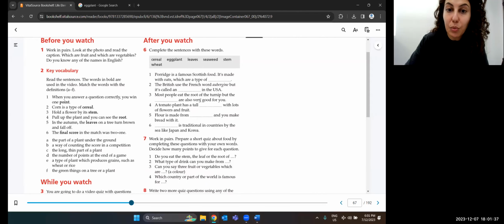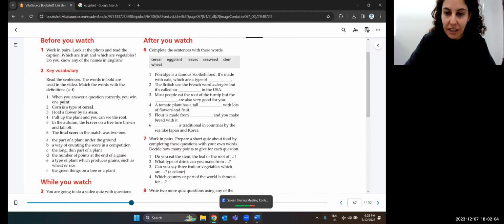Most people eat the root of the turnip, but the leaves are also very good for you. Yeah? But the leaves. A tomato plant has a tall stem with lots of flowers and fruit.